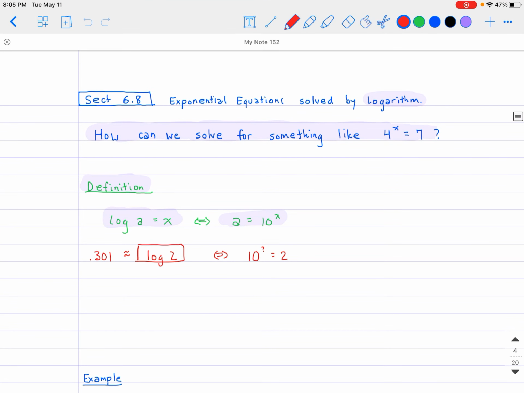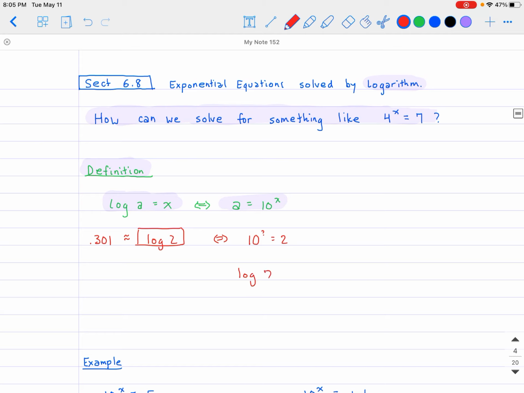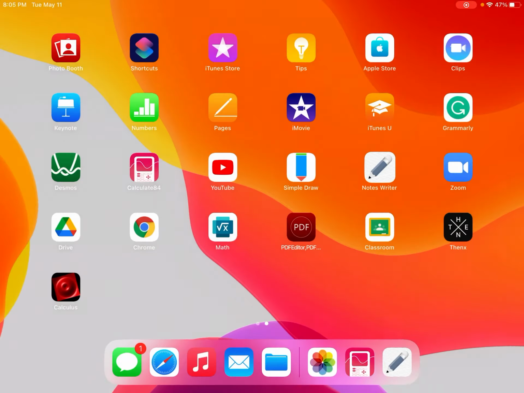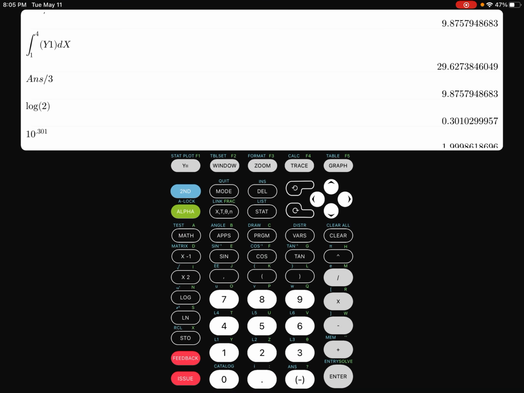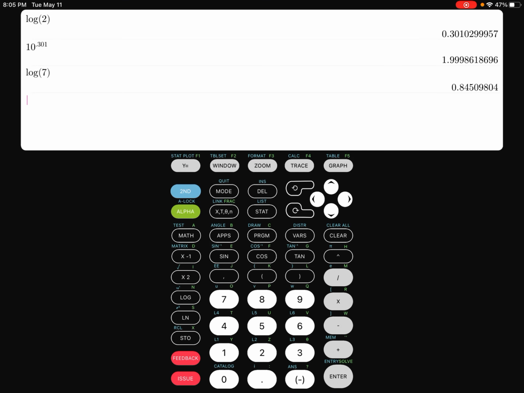Just to give another example, what is the log of 7? By definition, that's like saying 10 to what power is equal to 7. Again, you plug it into your calculator, and if I remember correctly, it's approximately 0.845. Let's check: log of 7 is 0.845. Now 10 raised to the power of 0.845 is 6.998, which is pretty close to 7.